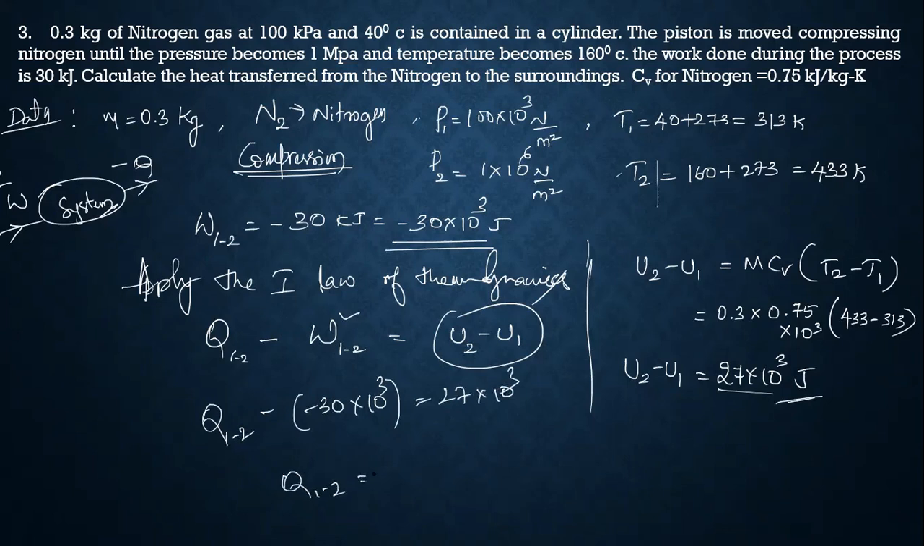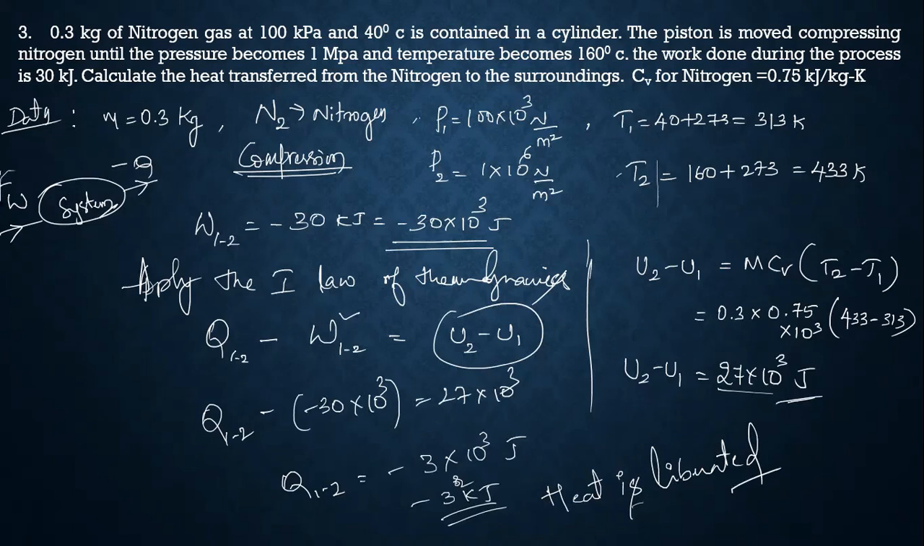Therefore, Q1 to 2 you get minus 3 into 10 to the power of 3 joules, that is minus 3 kilojoules. Therefore, heat is liberated. You can verify by this simple analogy. Work is done on the system and heat is liberated in the compression. If one form of work is input, the other form will be heat which is liberated.